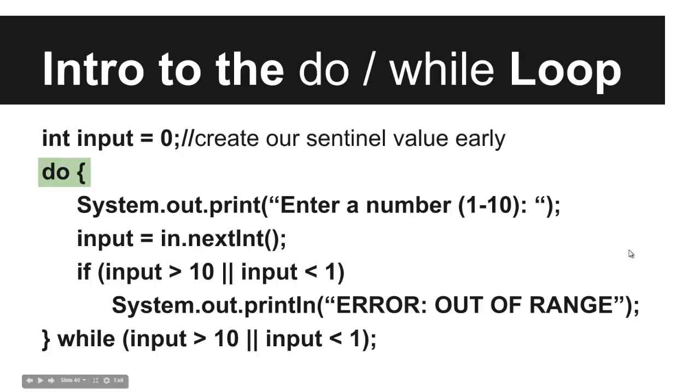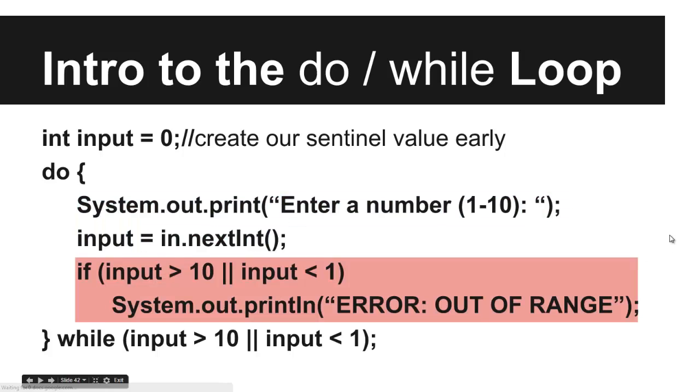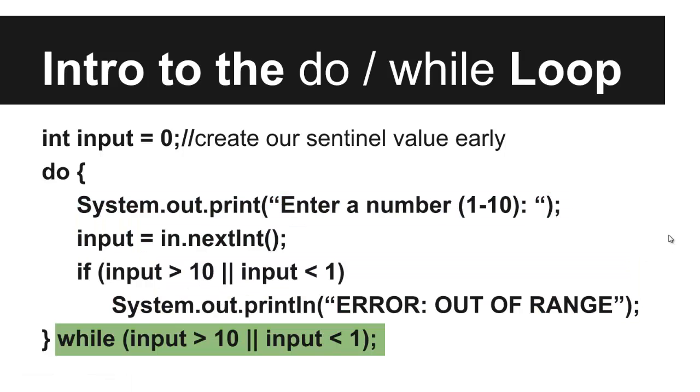In terms of the structure, we start with the word do, D-O, then we open up our code block. From here, we'll prompt the user for a number, check to see if that number is okay, and then if the number is not good, we just keep looping with what looks like a really conventional while header. The difference here is that at the end of this we have to have a semicolon. With the regular while loop, we don't have to have a semicolon at the end, and in fact we shouldn't, because that'll break things.